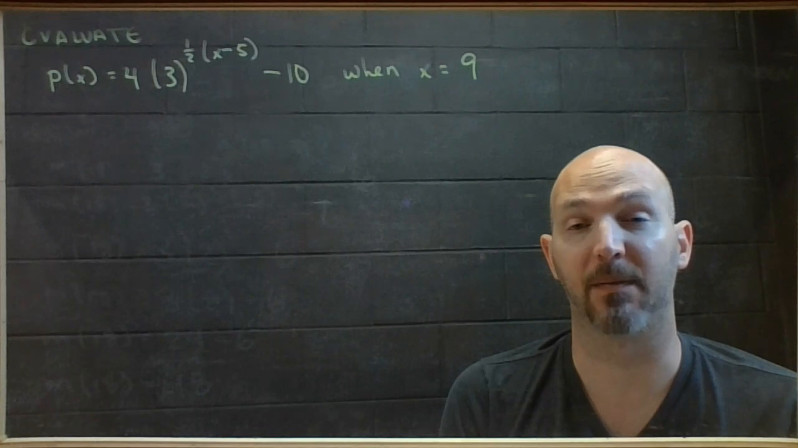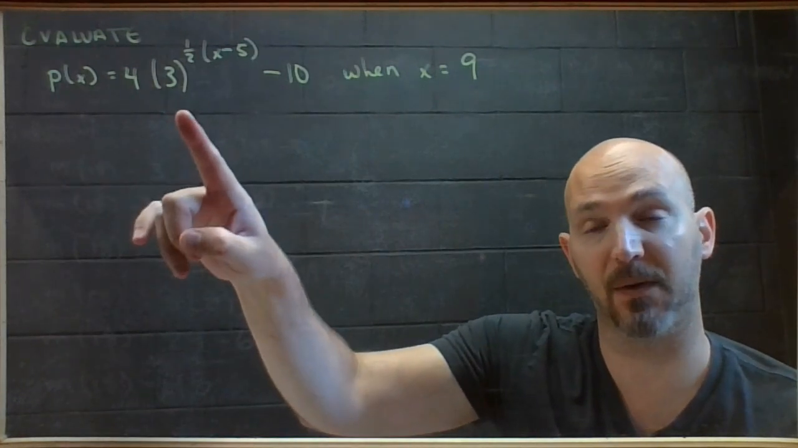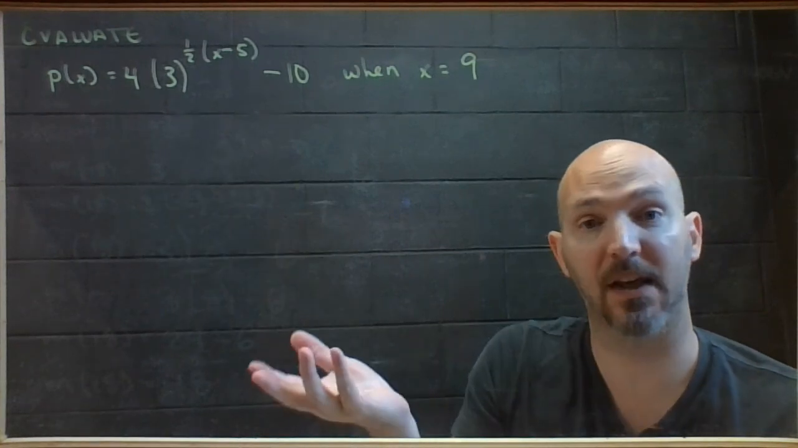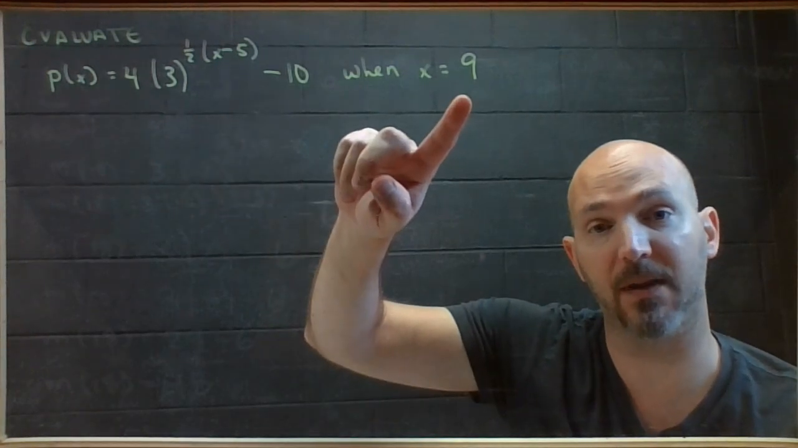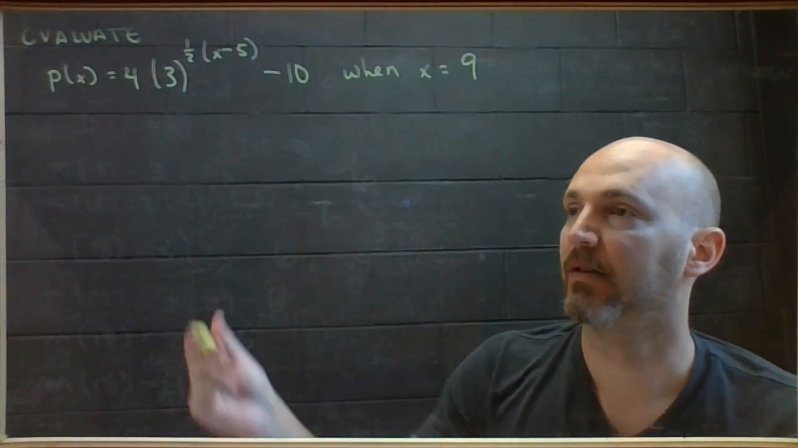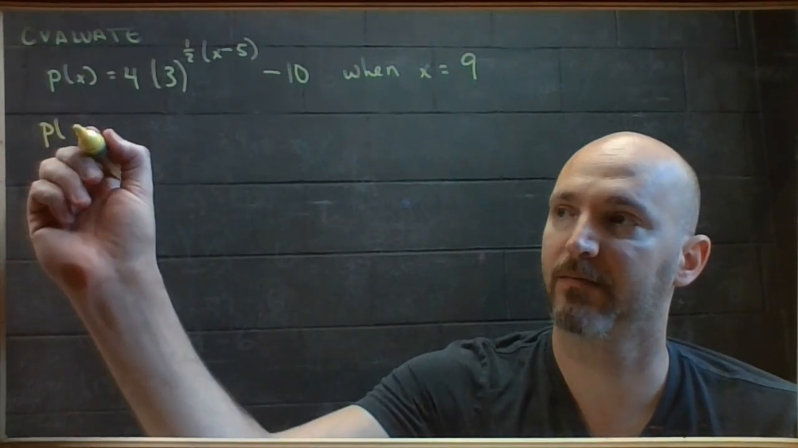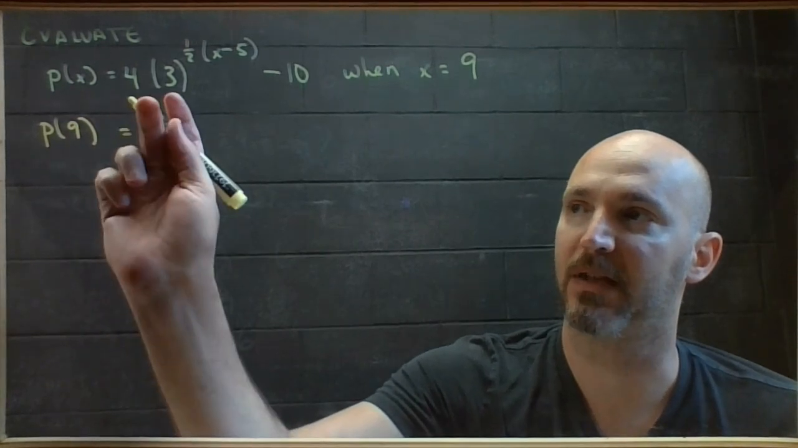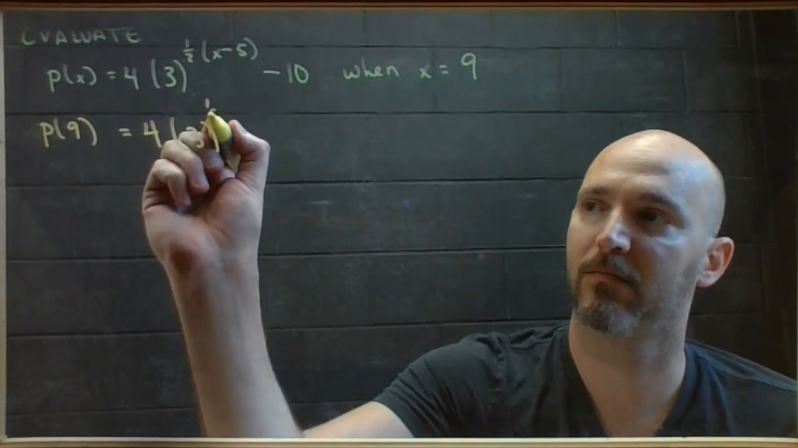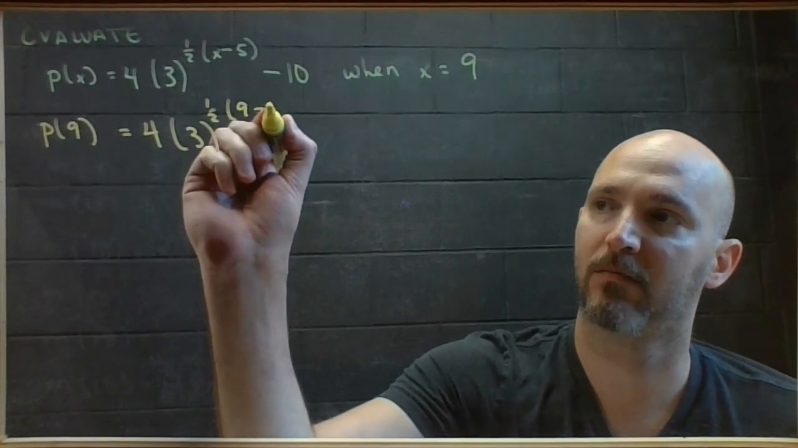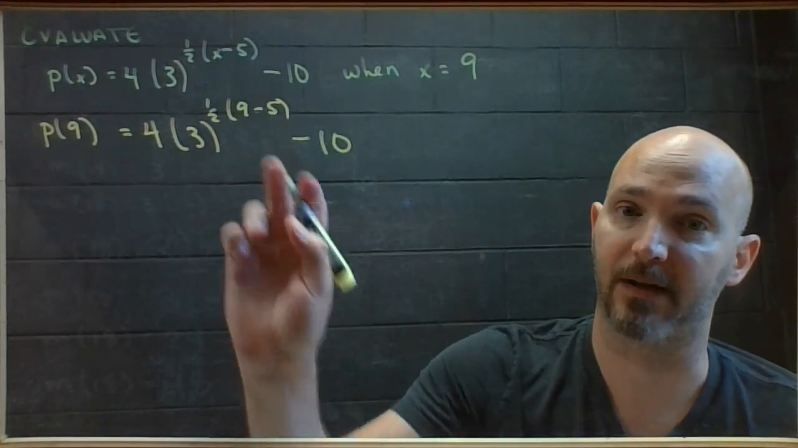So we have another exponential here. This one, instead of being base 2 exponential, this one is base 3. But the process is exactly the same. I have a spot for an x, and I know what number I need to put there, so I just need to do it. So my function p, evaluated at 9, is going to be all this stuff with that 9 filled in for x right there.